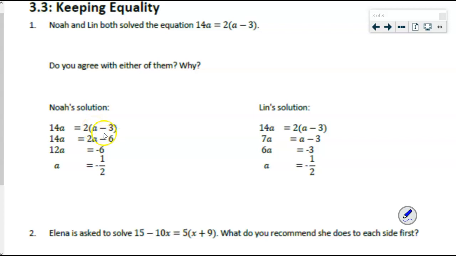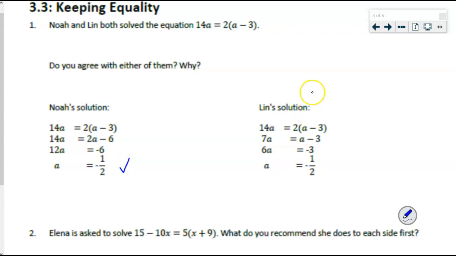Let's follow the rest of his work. After he distributed, then what did he do next? Or, yeah, what did Noah do next? Hayden. Yep, subtracted 2a from each side. That's how I have 12a, which is equal to, notice he didn't just put 6, he put negative 6. Yep. And final step, what did they do after that? Emma. Divided by 12. Negative 6 divided by 12 is now going to give us a by itself, and a is equal to negative 1/2. So, did Noah do it correctly? Yeah, it works. Let's look at Lynn.